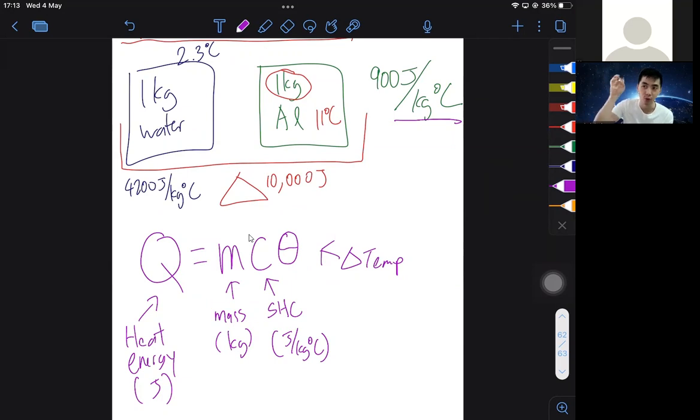Then some students will use the starting temperature. Some students will use the ending temperature. You're not supposed to use either. You're supposed to use the change, the difference in temperature. For example, if it starts off at 10 degrees Celsius and reaches 30 degrees Celsius, the change is 20 degrees Celsius. Or if it starts off at 50 degrees Celsius and changes to 100 degrees Celsius, the change is 50 degrees Celsius. Very important. Students always get this wrong. Okay, very, very, very important.